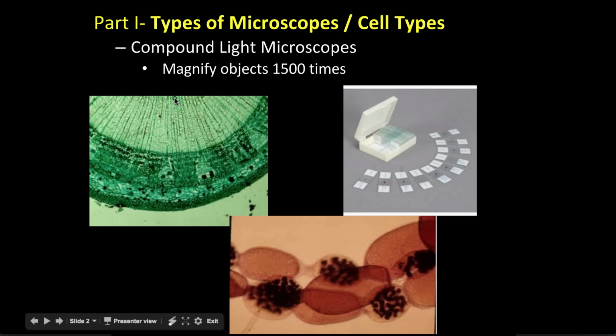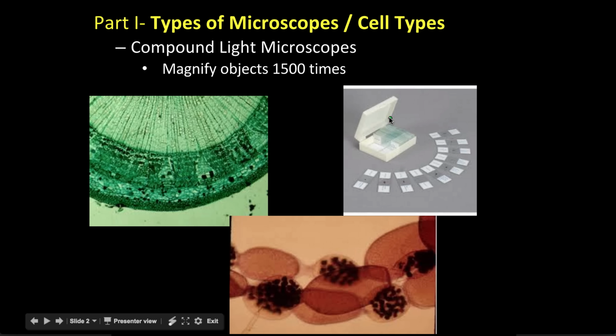So to begin with, we'll start talking about the microscope. The microscope that we're going to use is a compound light microscope. That's going to be used to magnify objects approximately 1,500 times at a maximum. So 1,500 times larger than what we see. So we can get images like this.